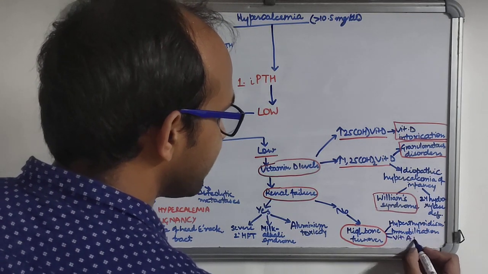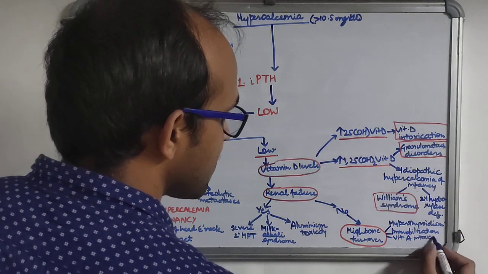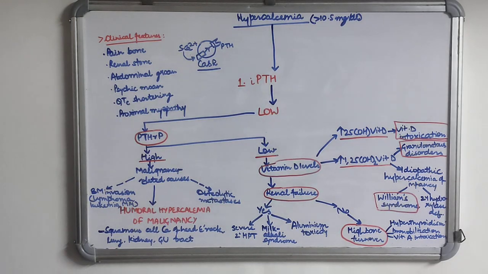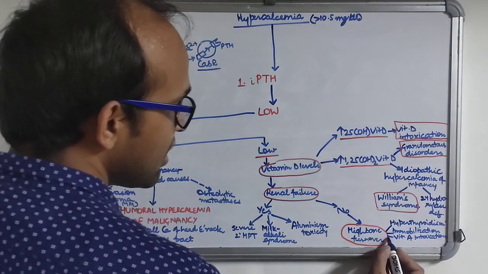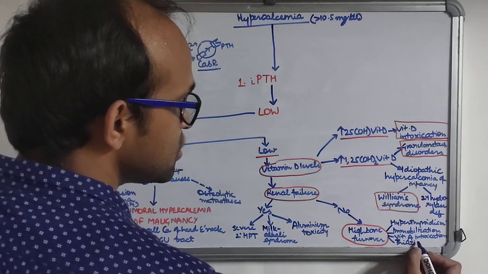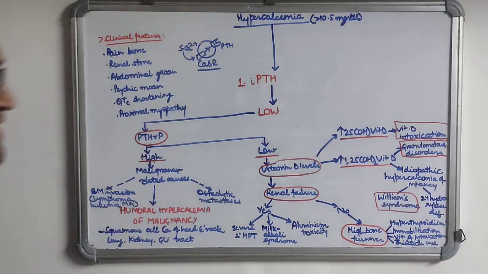So vitamin A, if taken in amounts in excess of 50,000 to 1 lakh international units daily, can result in hypercalcemia because it impairs bone resorption. And thiazide therapy, chronic thiazide diuretic use. So this is all about hypercalcemia.